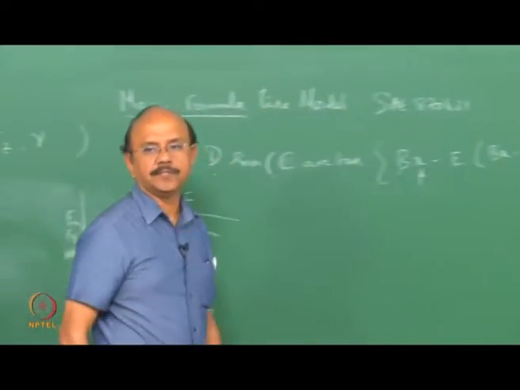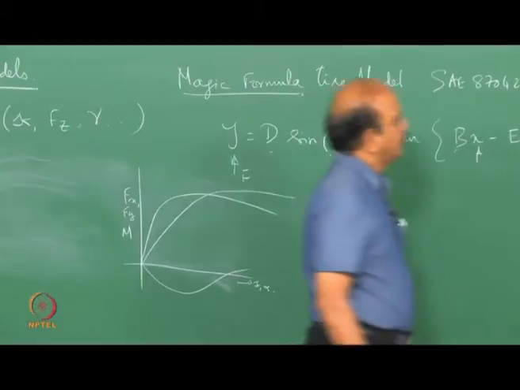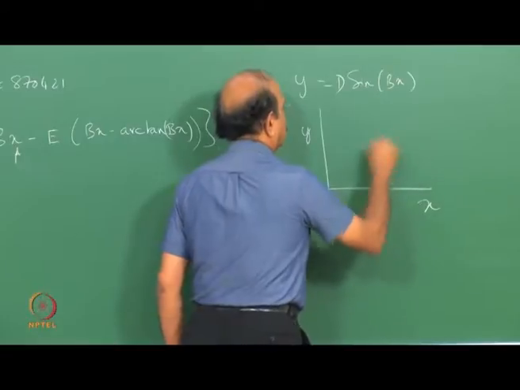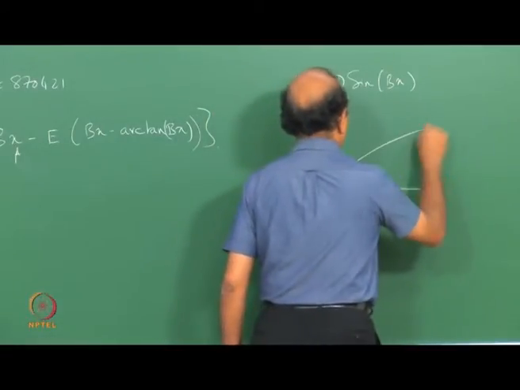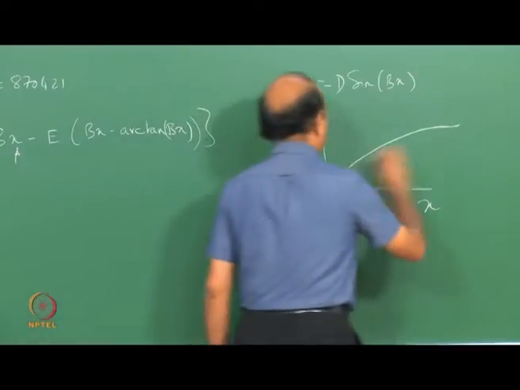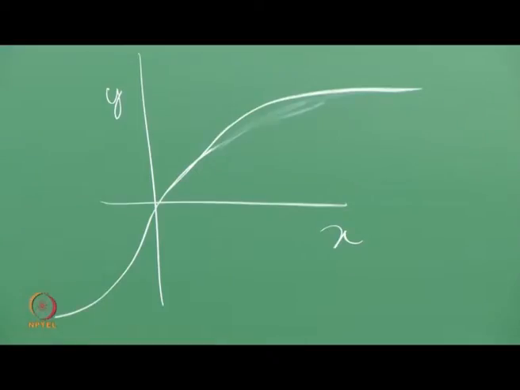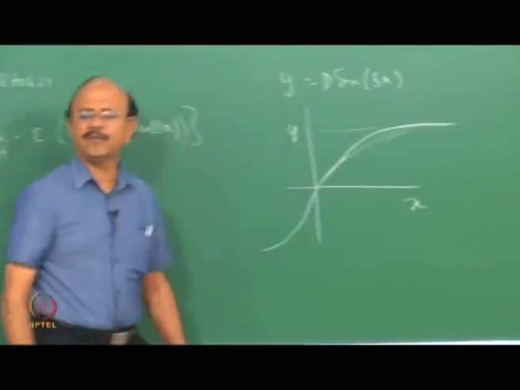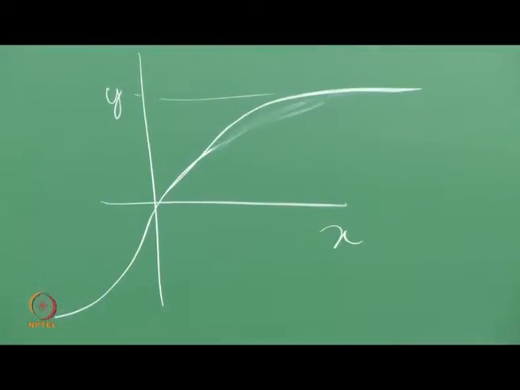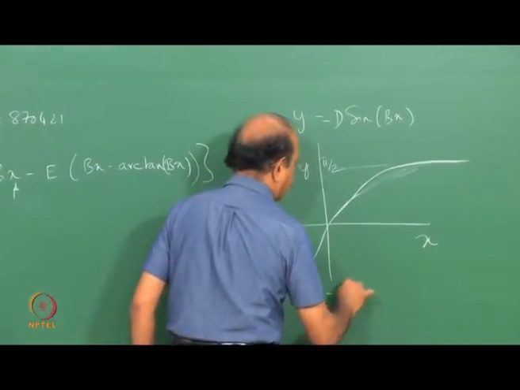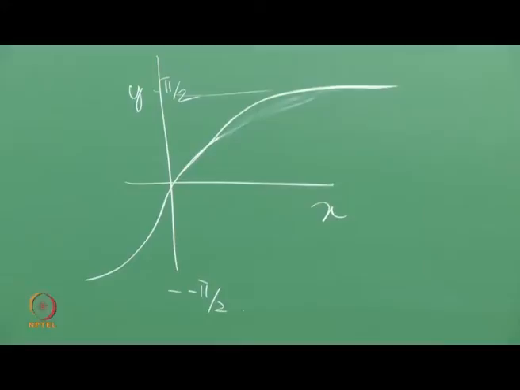extensively used in so many applications in mathematics, x versus y, the curve looks something like this. Right? It asymptotically converges to a value. What is that value? Pi by 2. So this asymptotically converges to a value, pi by 2. The same thing here, it's minus pi by 2 and so on. So that's an elongated curve.